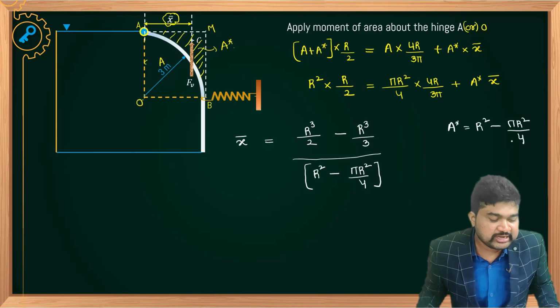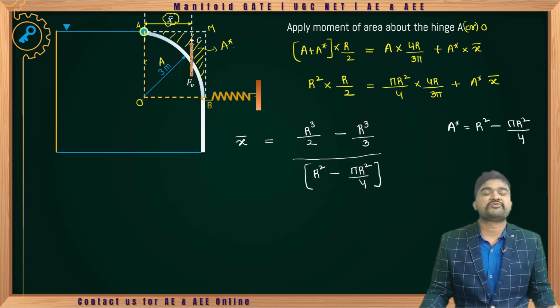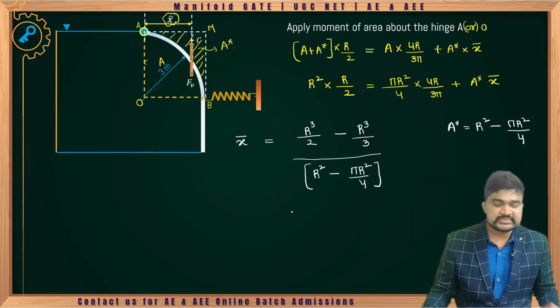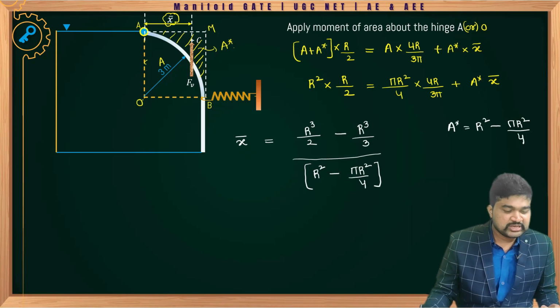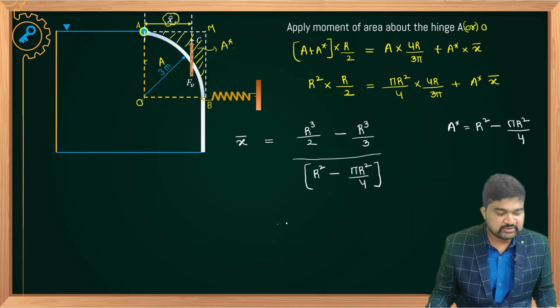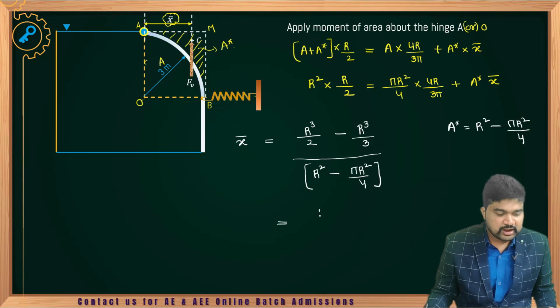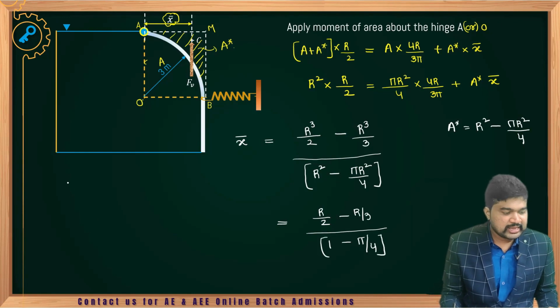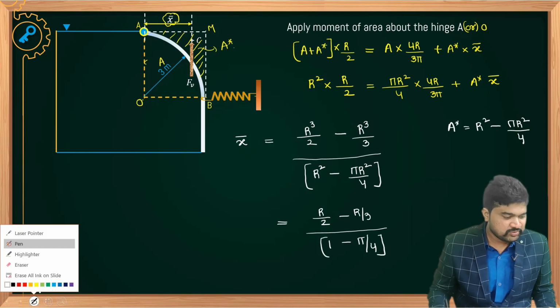Like this, we need to determine the location of the vertical force acting on the curved surface. It's a good point actually. So here R square gets cancelled out. So total R square now. Finally, what will you get? R by 2 minus R by 3, divided by 1 minus pi by 4. Here X bar, tell me, finally, what is X bar?